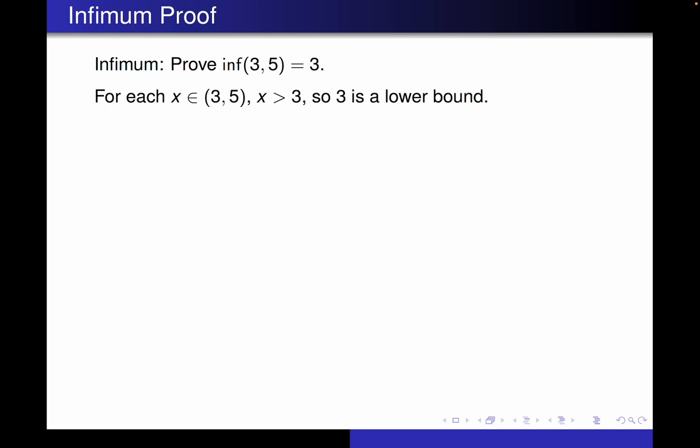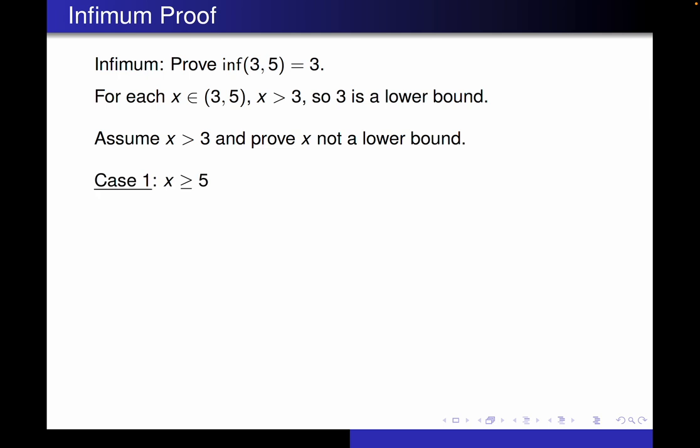So for each x in 3, 5, x is greater than 3. That means 3 is a lower bound, so that works, right? Now we need to assume that some number is bigger than 3 and show that number is not a lower bound. So again, we're going to split it into two cases for kind of the same reason, to make sure that we don't get any numbers that are outside of our interval. So our case 1 is going to be x is greater than or equal to 5. And once again, we're going to choose just a random number in the interval. That'll make it work. We'll choose 4 again.